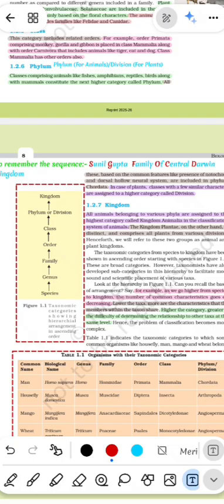S is for species, G for genus, F for family, O for order, C for class, D for division or phylum, and K for kingdom.